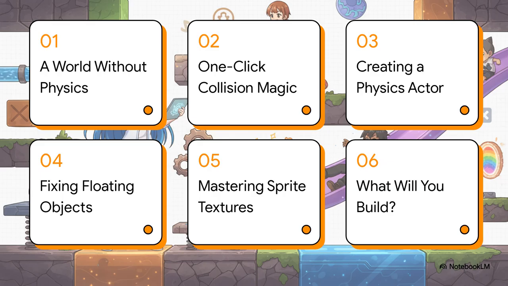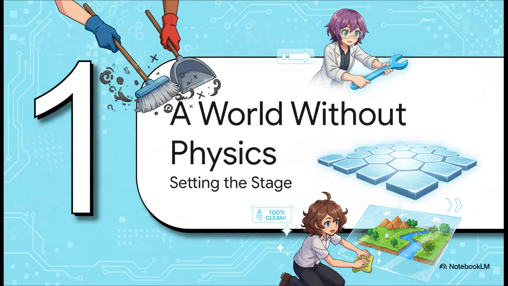All right, so here's the game plan. First, we'll look at our world without physics and just get it set up right. Then, we'll dive into some one-click collision magic. After that, we'll make a physics actor, fix a super common floating object bug, and then polish up the sprite textures. Finally, we'll talk about what you can build with all this. Let's get started. Okay, first up, a world without physics.